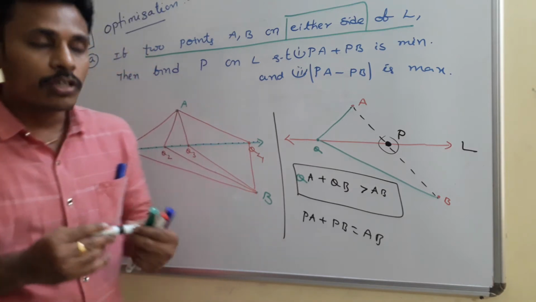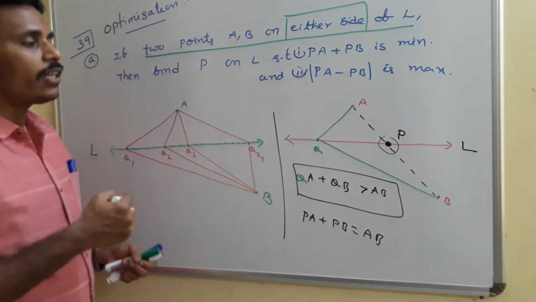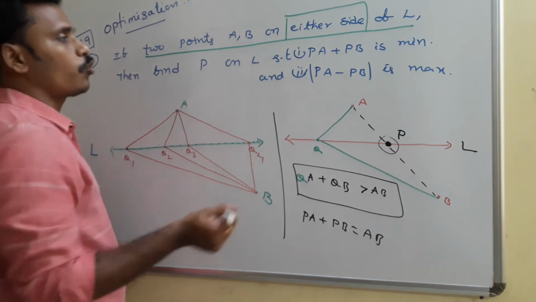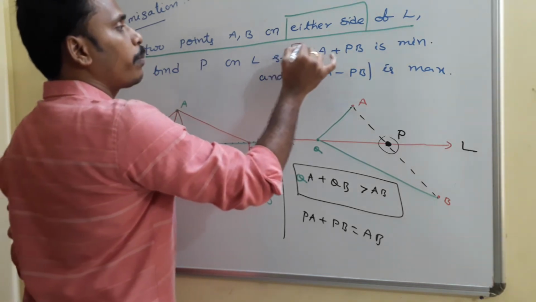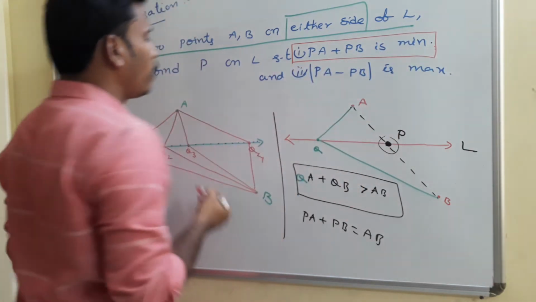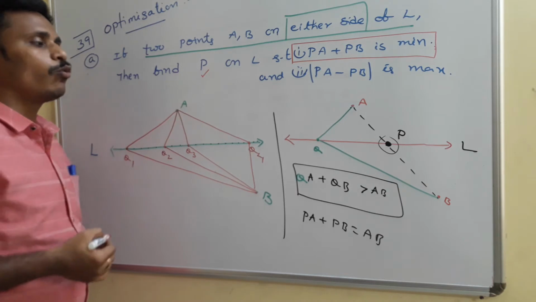Is it clear? So this is all a discussion. If you have any confusion related to the discussion, at least concentrate on the situation. See, there is a point P on the line. You need to identify that PA plus PB is minimum. Whenever it is minimum, that P you need to find.